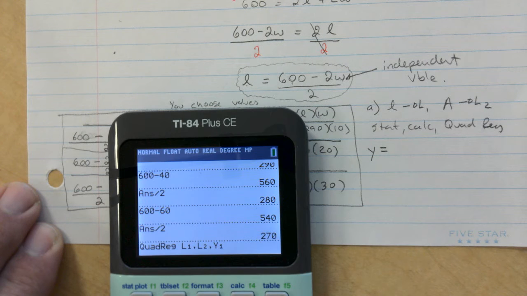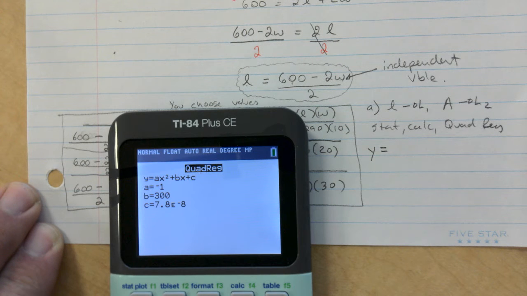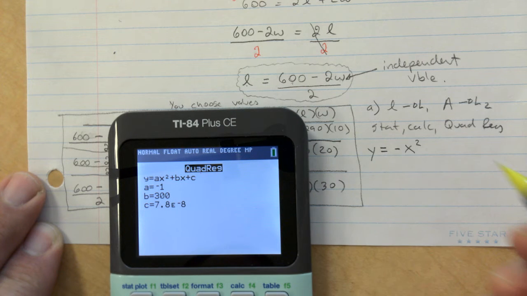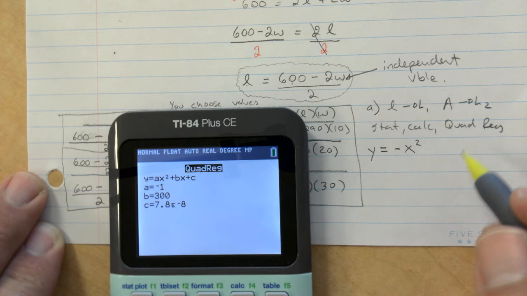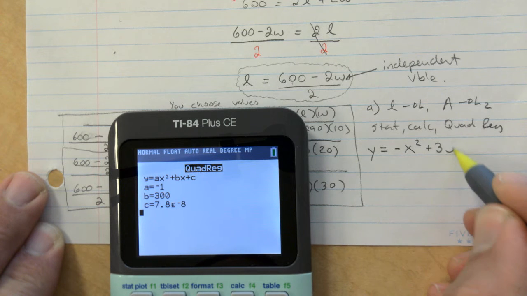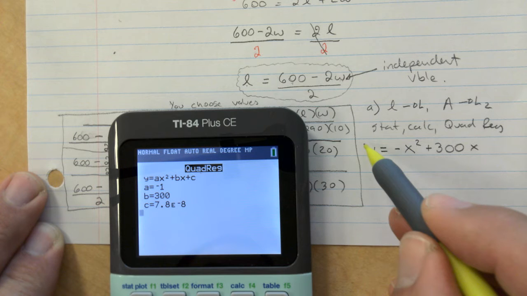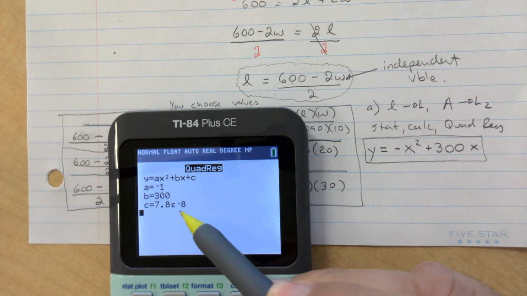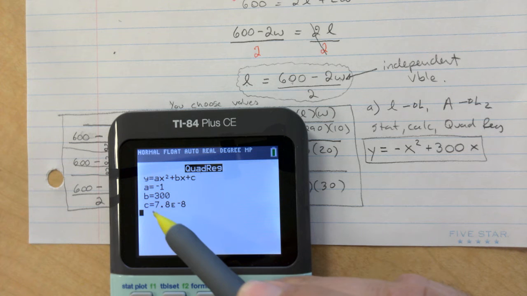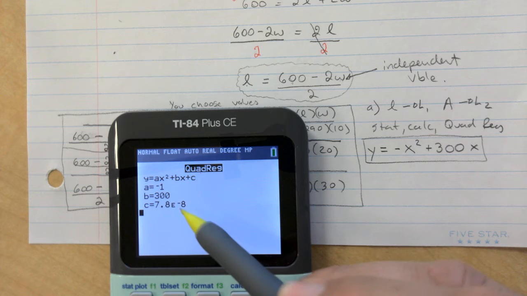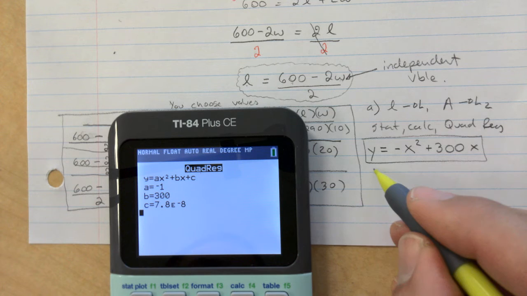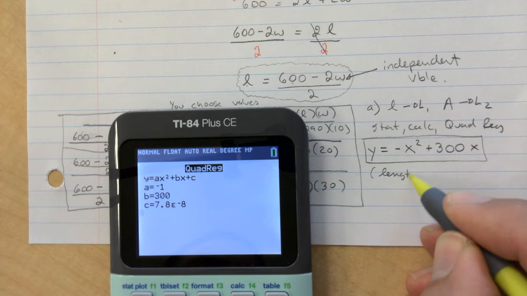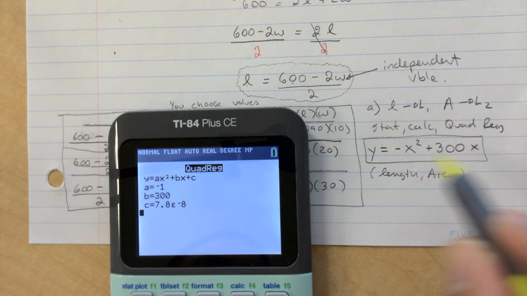And you get negative 1x squared plus 300x. And that's it. What about this one here, Mr. Dirksen? It's e to the negative 8. That's technically 0. Neglect, omit this one. And remember, this equation relates length and area. Every single point, if you were to graph this, would give you a length and an area.